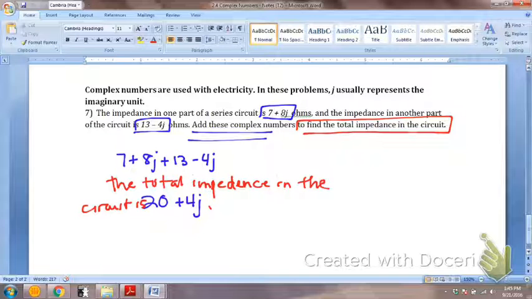What is impedance? I think, someone correct me if I'm wrong, but I think impedance has to do with the electricity that's moving throughout the circuit. The distribution of current of electricity. There you go. Okay. Elena just asked, do we need to include the unit of measurement? I would say yes, so ohms. 20 plus 4J ohms. Any questions?